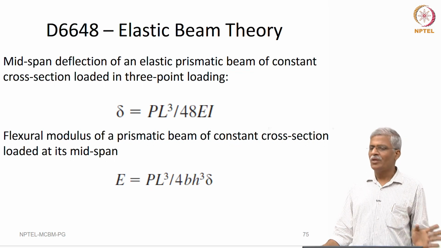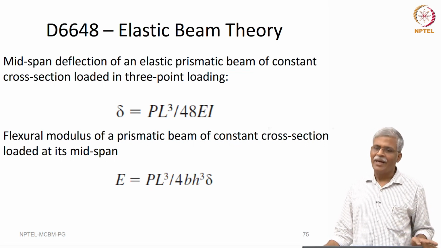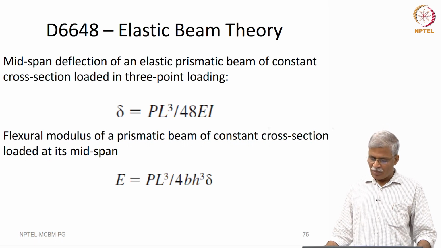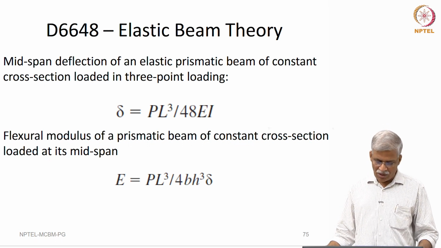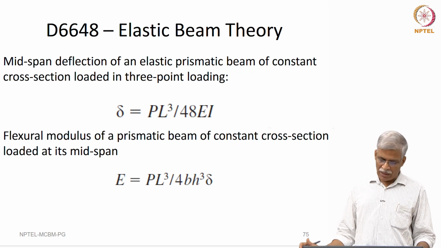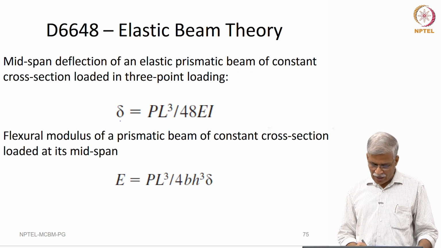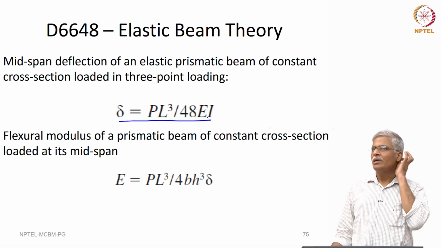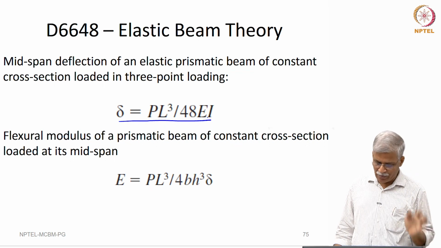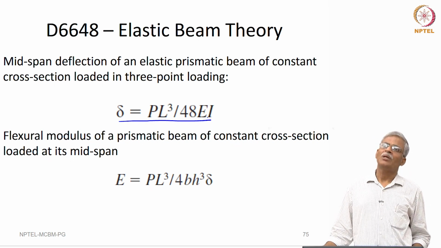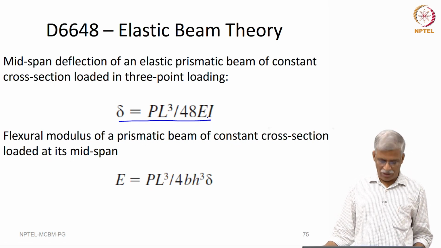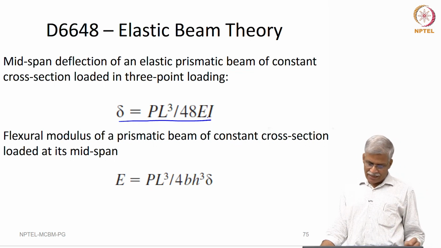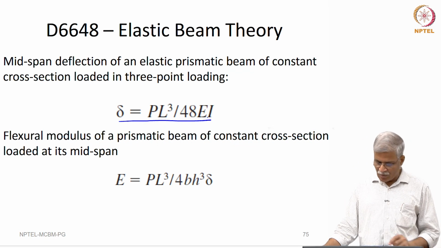So, this is very familiar to all of you. What I have written here is the midspan deflection of an elastic prismatic beam of constant cross section when it is loaded in 3-point loading. PL cubed by 48 EI is well known to you. P is the load that is applied, L is the span length, E is the modulus, I is the moment of inertia.